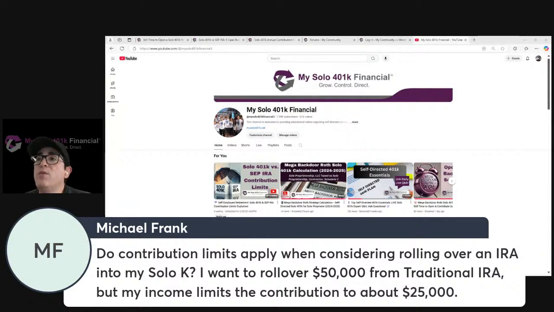All right, do contribution limits apply when considering rolling over an IRA into my solo 401k? I want to roll over $50,000 from traditional IRA, but my income limits the contribution to about $25,000. No, they don't apply. There's no limit on how much one can roll over to the solo 401k, as long as they're rolling over money from an eligible retirement account, right? A former employer plan, a non-Roth IRA, they can roll over as much or as little as they want. Even though those funds, of course, are going to be deposited into the solo 401k, it's not considered a contribution. Therefore, it's not subject to the contribution limits.